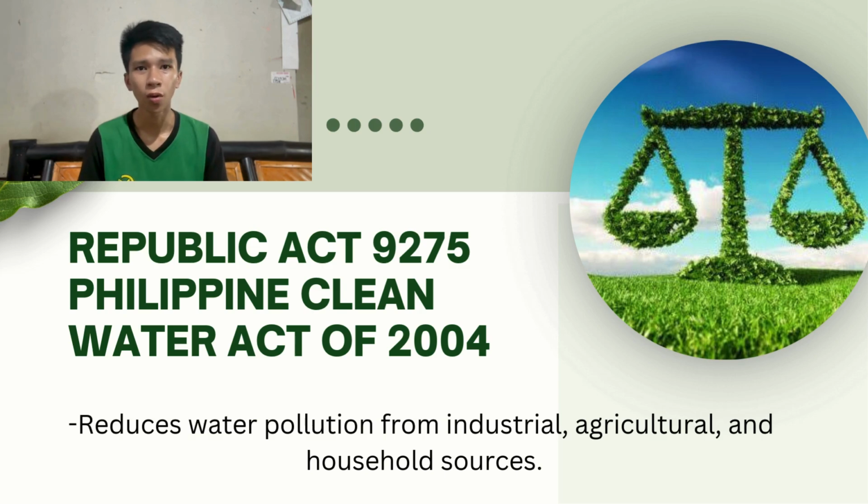Next is the Clean Water Act, or RA 9275. This law addresses water pollution, particularly from industrial, agricultural, and household sources. It requires industries to treat wastewater before releasing it into natural bodies of water, reducing pollution. This law aims to maintain clean water for drinking, agriculture, and other essential uses.